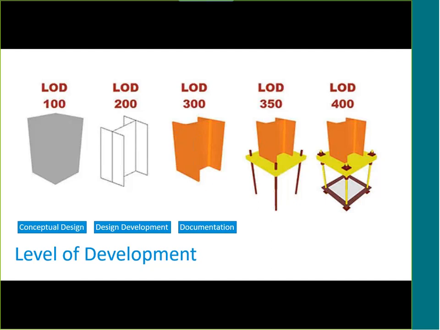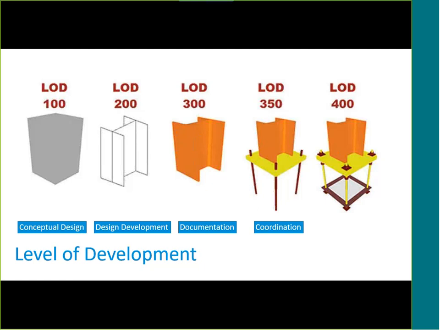LOD 300 is to the level of documentation. At this level, the sizes of the main structural elements are specified on the very specifically defined structural grid with correct orientation, slope, and elevation. So, much more important level here.